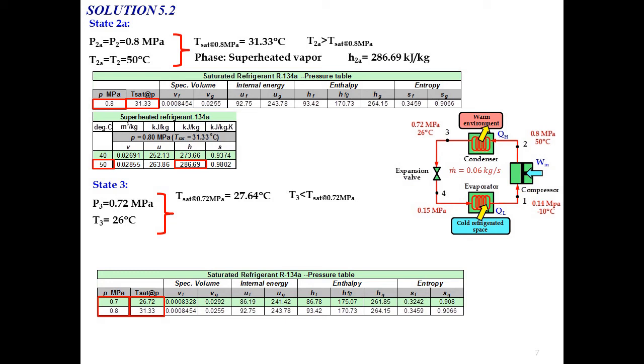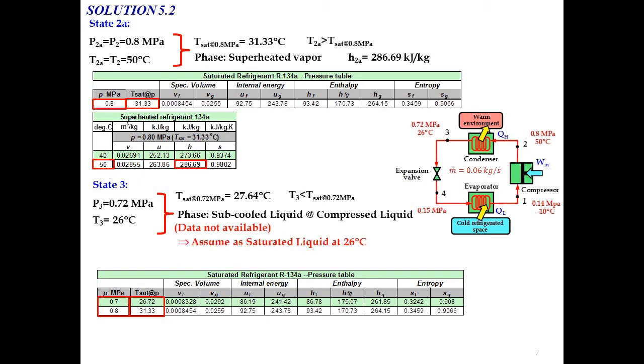So T3 is less than T saturated at 0.72 megapascal, which means the phase is subcooled liquid or compressed liquid. However, the data is not available for subcooled liquid of the refrigerant R134A. Thus, we need to make assumptions. So we assume the closest condition. We assume state number 3 as the saturated liquid at 26 degrees Celsius. Okay, so we need to base on temperature to reduce the error during the calculation.